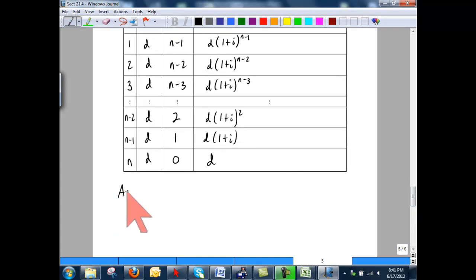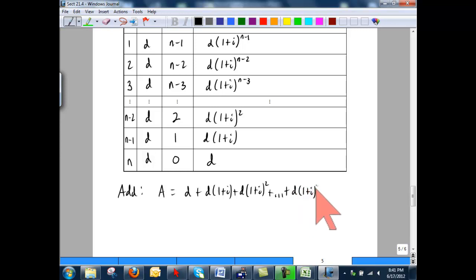All right, let's add these amounts together to get the total. So I'm going to start adding from the bottom. D plus D times 1 plus I plus D times 1 plus I squared plus a bunch of terms in the middle that I'm not writing, and then plus D times 1 plus I to the n minus 3, D times 1 plus I to the n minus 2, and D times 1 plus I to the n minus 1.